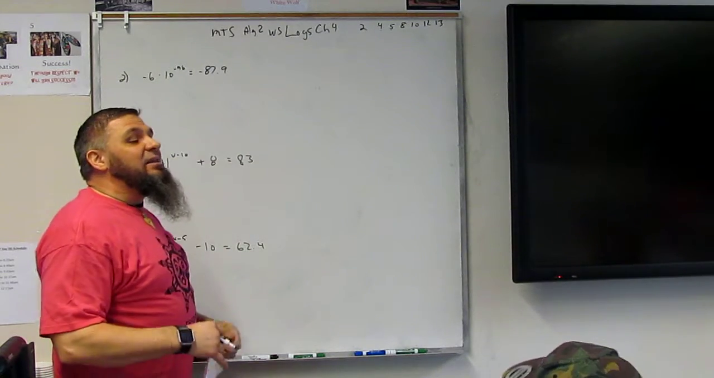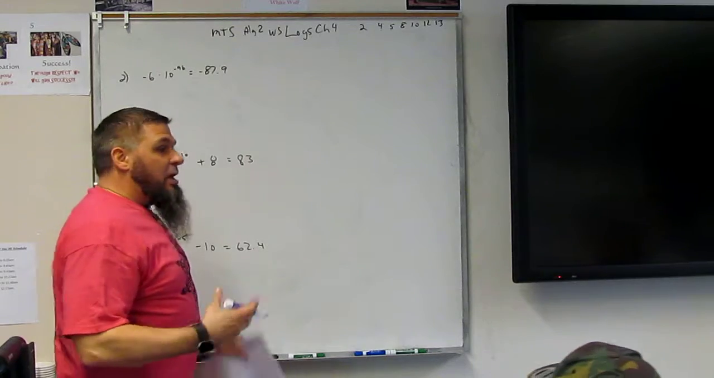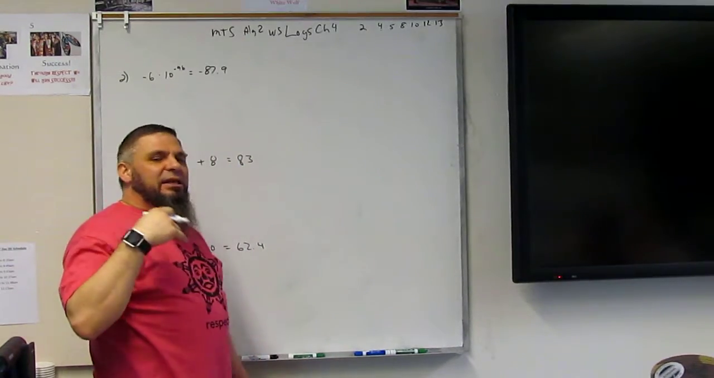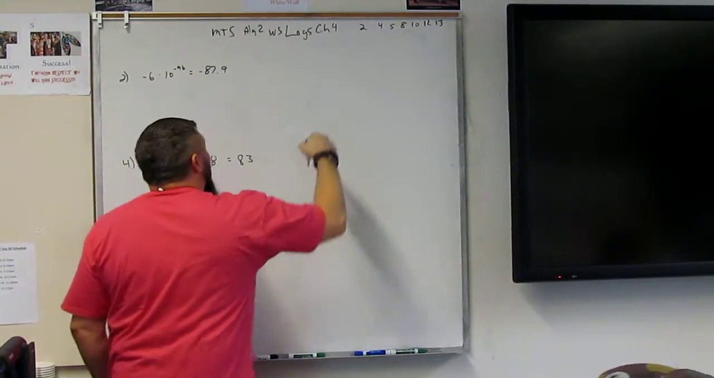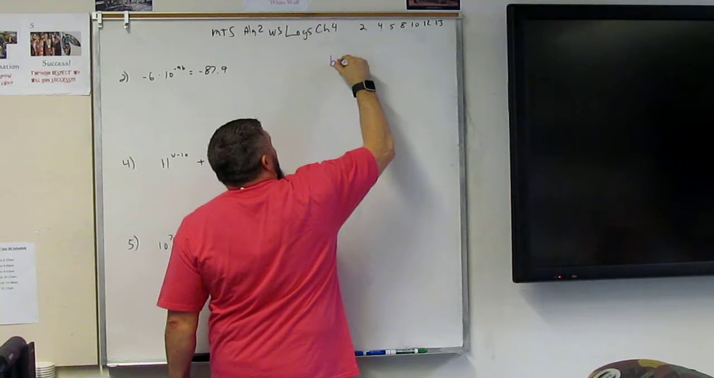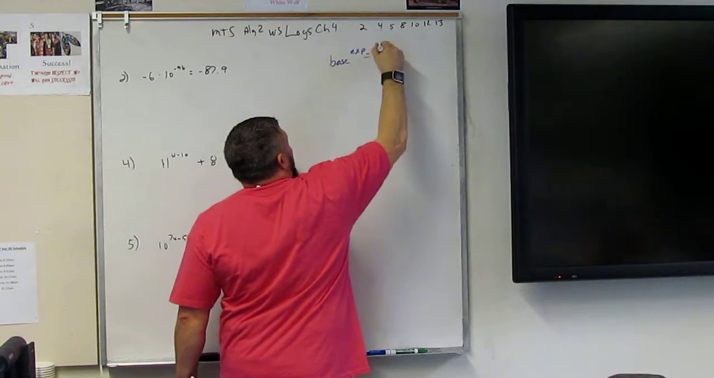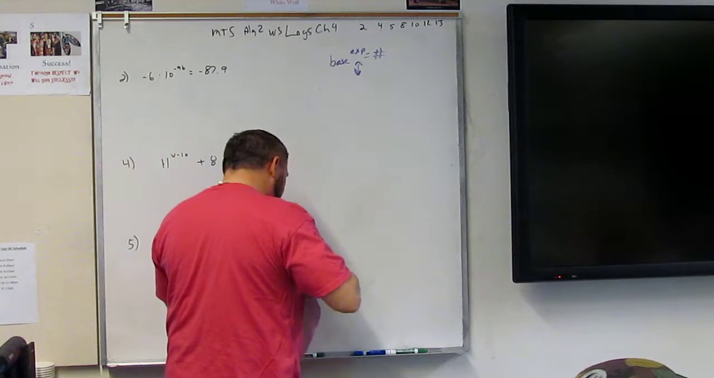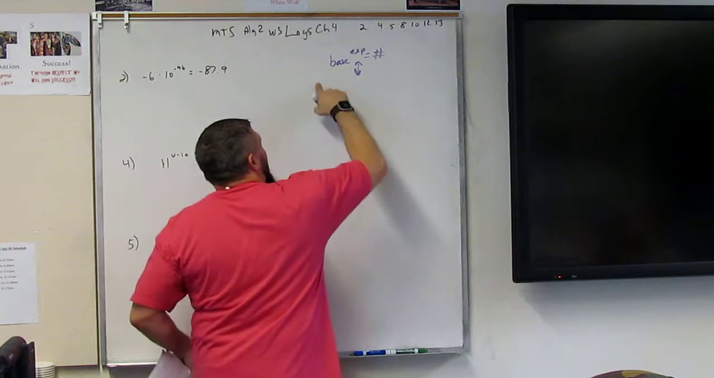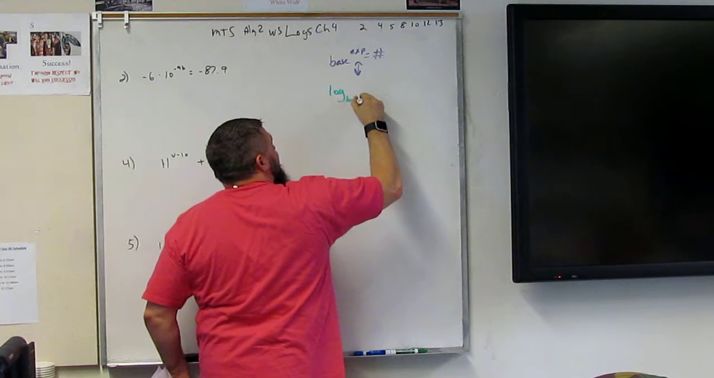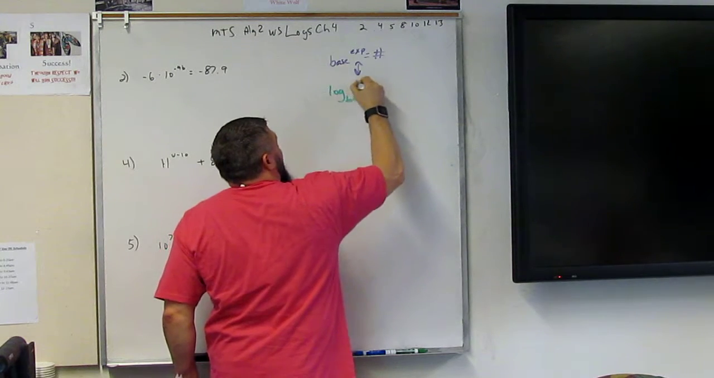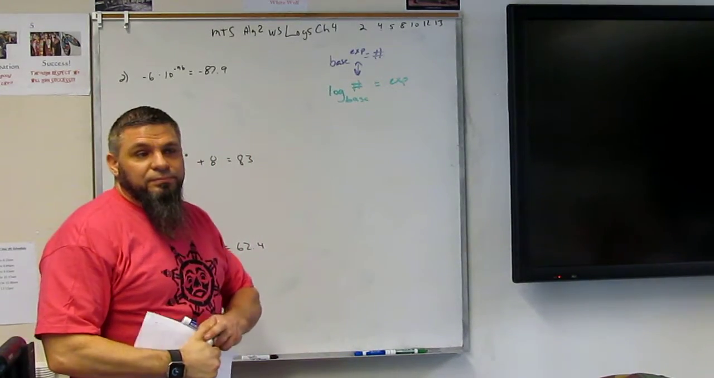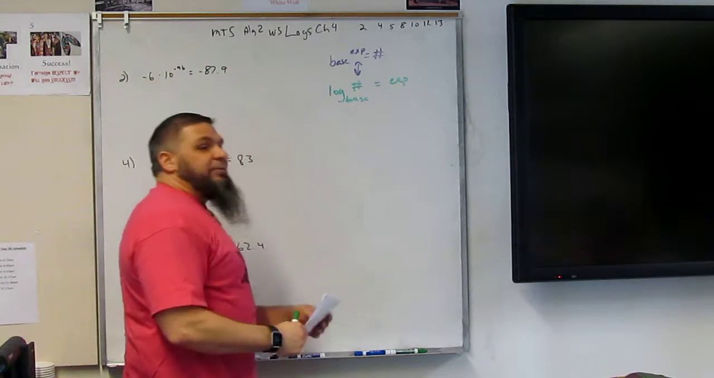To solve for b, I need logarithms because b is an exponent. But before I can put it in logarithmic form, I need it in exponential form, right? I need it to look like a base raised to the exponent is equal to a number, right? And from there, we're going to make a log of a base, of a number, is equal to the exponent. That's all we're doing. So we're going to use basic algebra first.